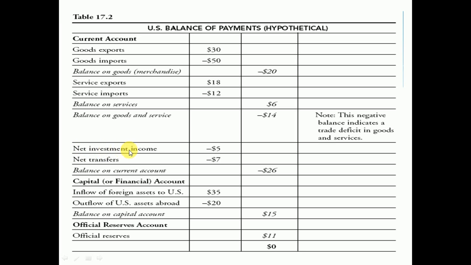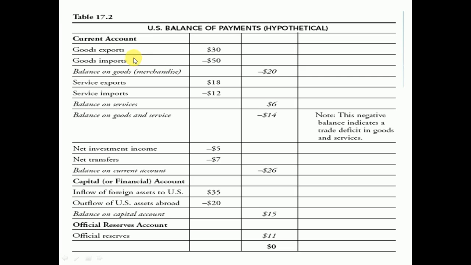Now see, this is the second component, that is income. Net investment income is minus 5, meaning we are making payments to foreign investors for their investments in Afghanistan.